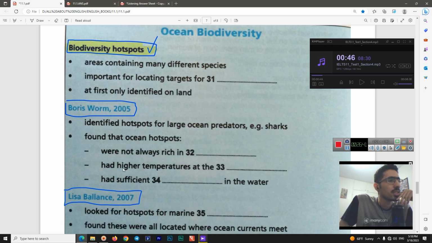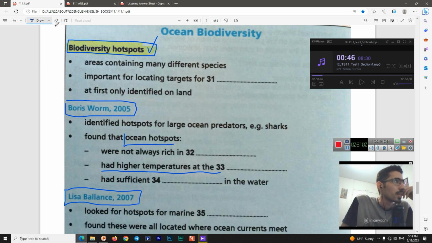Higher temperature. You should go back and find the subject. Always you should find the subject. Ocean hotspots had higher temperature at the where? At the bottom, at the surface, in the middle.